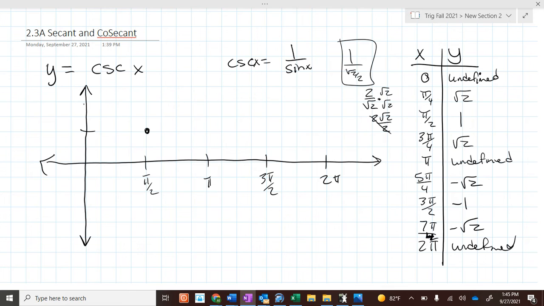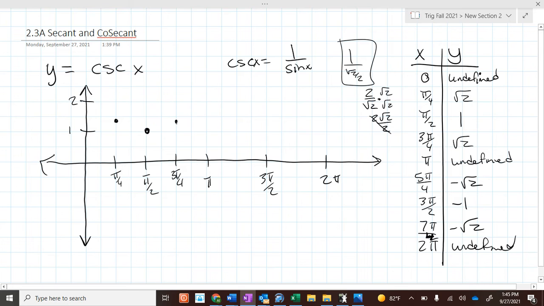1.4. So if this is 1 and this is 2, 1.4 at pi over 4, because pi over 4 would be right there. 1.4 is about right there. And 3 pi over 4 is here. 1.4 is about right there. So it kind of goes like this. What does that remind you of?